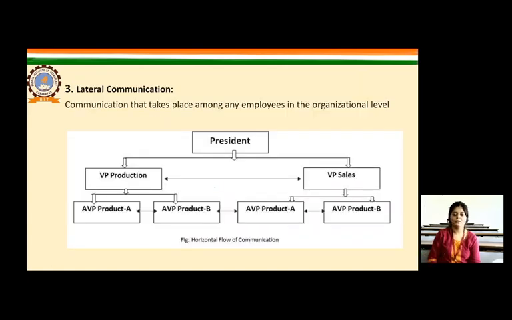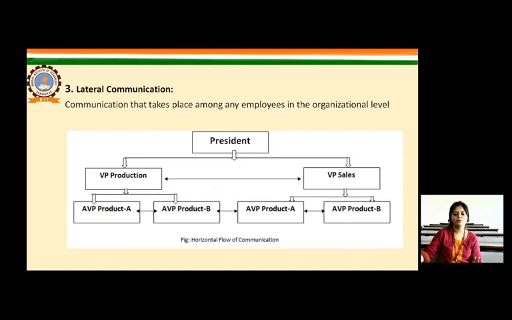Now let us see lateral communication, or the horizontal flow of communication. So, what is lateral communication? The communication that takes place among any employees at the same organizational level. Suppose we have a president, and we have two broad sectors: the production department and the sales department. Then we have the vice president production and the vice president sales. In lateral communication, the vice president production can directly talk to the vice president sales, and if the vice president sales needs any information, he can talk to the assistant vice president of product B.